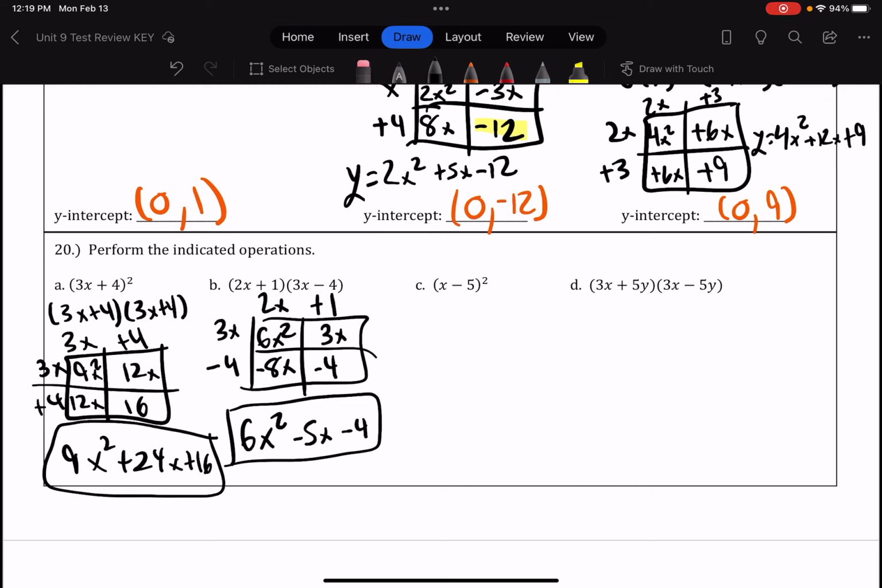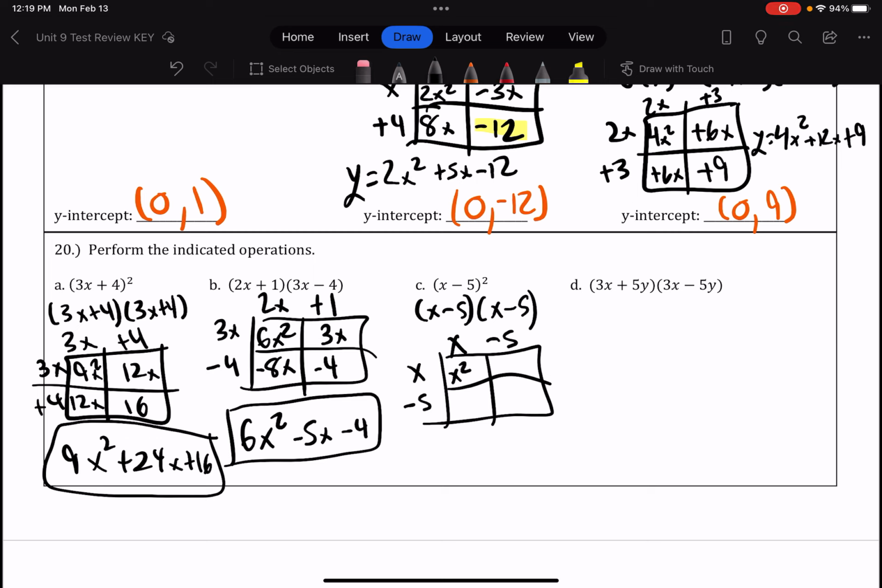I could rewrite this next one as x minus 5 times x minus 5. And use the box method to get x minus 5 times x minus 5. That's going to yield x squared minus 5x minus 5x plus 25. And I can rewrite that as x squared minus 10x plus 25 in standard form.